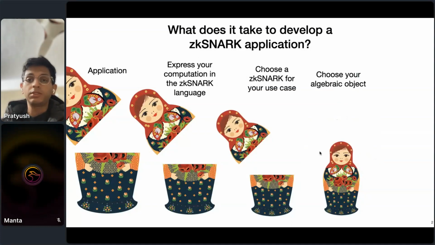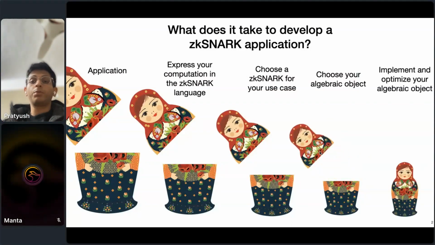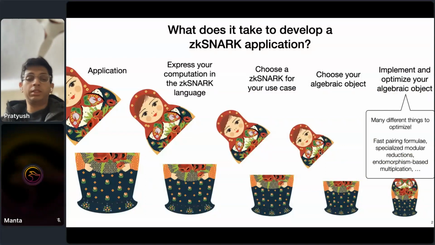And finally, once you've done all of this, you still have to implement and optimize your algebraic object, but also maybe each of the intermediate steps, right? And there's many different choices again to make here. So overall, it's like this seemingly never-ending sequence of things when all you wanted to do was just to use zk in a cool way for your application to maybe implement better privacy.